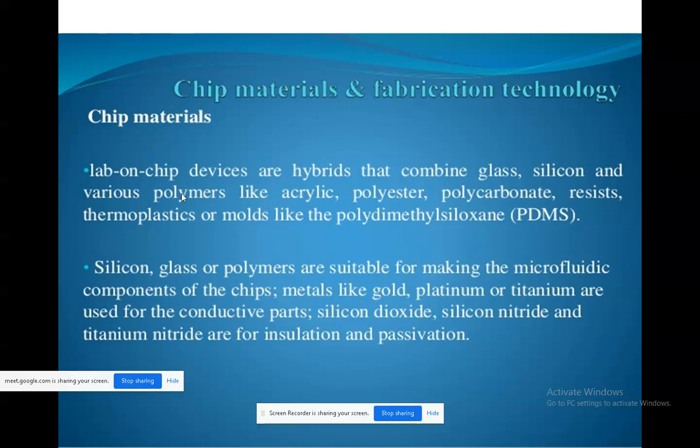Chip material and fabrication technology. So what are the materials used in implementing or designing the chip? That is chip material and fabrication. Fabrication means how you are producing the chip, the production of the chip. So lab on chip devices are hybrids that combine glass, silicon, and various polymers like acrylic, polyester, polycarbonate, resist, thermoplastic, or mold like polydimethylsiloxane.